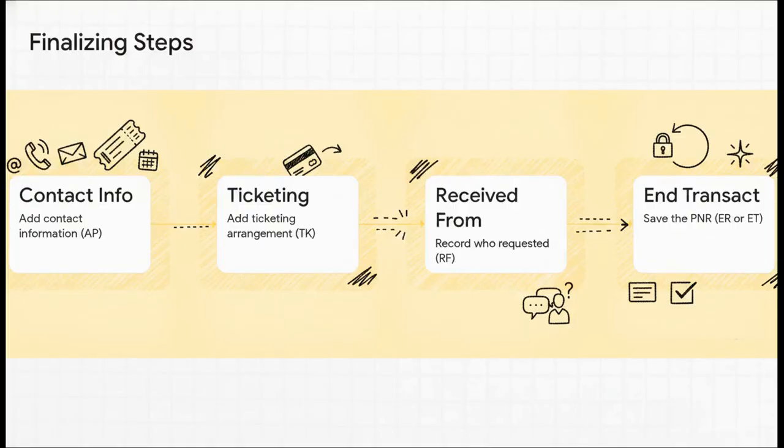Let's look at how this builds out the rest of our checklist. Here are the finalizing actions, steps 4 through 7 from our guide. We need to add contact information using the AP command, add the ticketing arrangement using TK, note exactly who we received the request from using RF, and finally end the transaction using ER or ET.